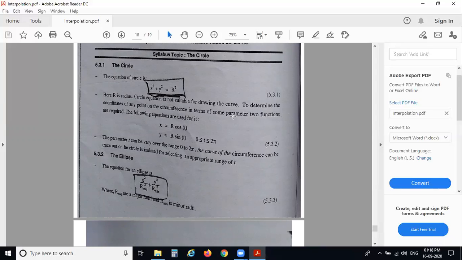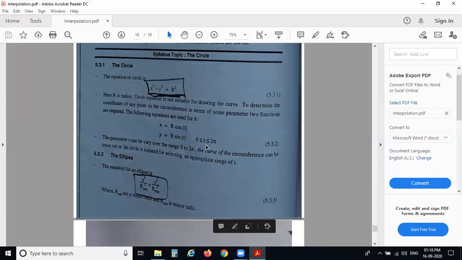It is not possible to draw the particular curve by using only the circle equation. So for that we use another two equations related to the circle, which are x is equal to r cos t and y is equal to r sin t, where t is greater than or equal to 0 and less than or equal to 2 pi. The parameter t can vary over the range 0 to 2 pi.